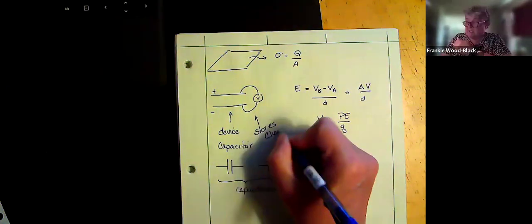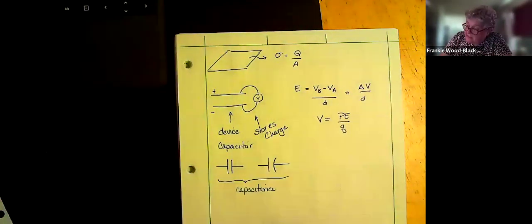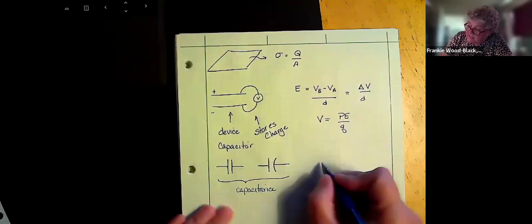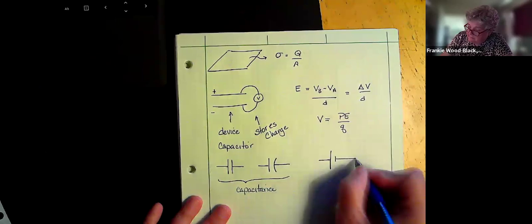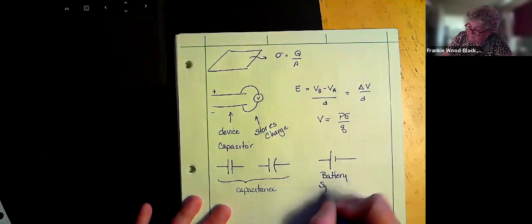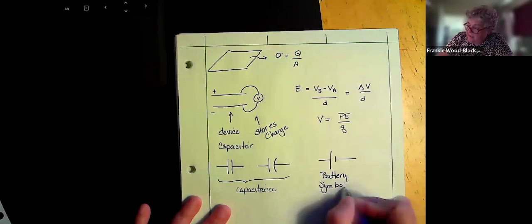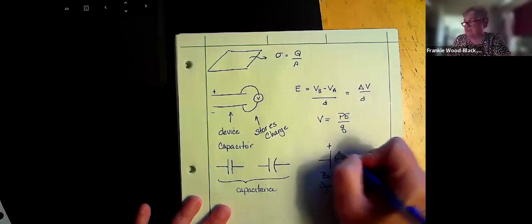The other thing that we're going to see is a battery is a special case. And this is the symbol for a battery. This is the positive side, and that's the negative side.